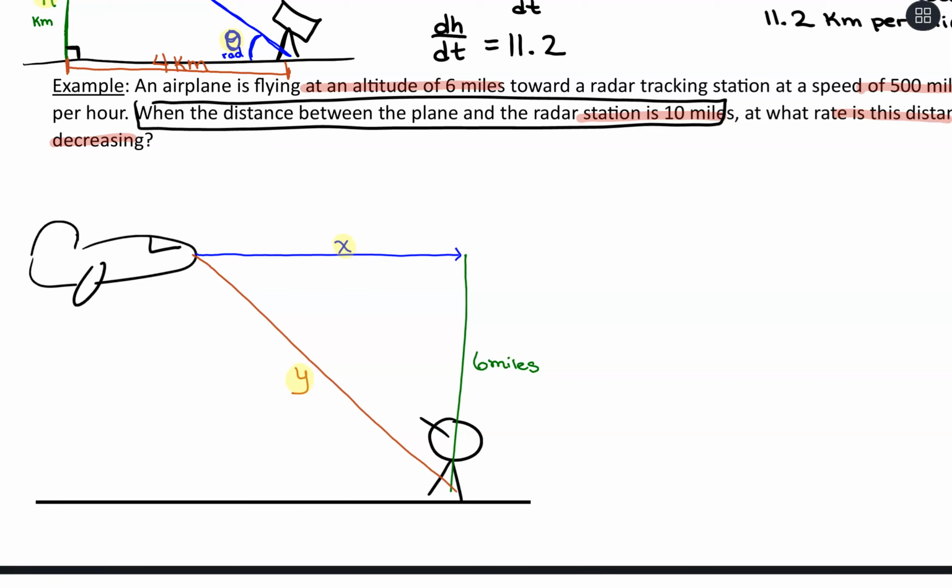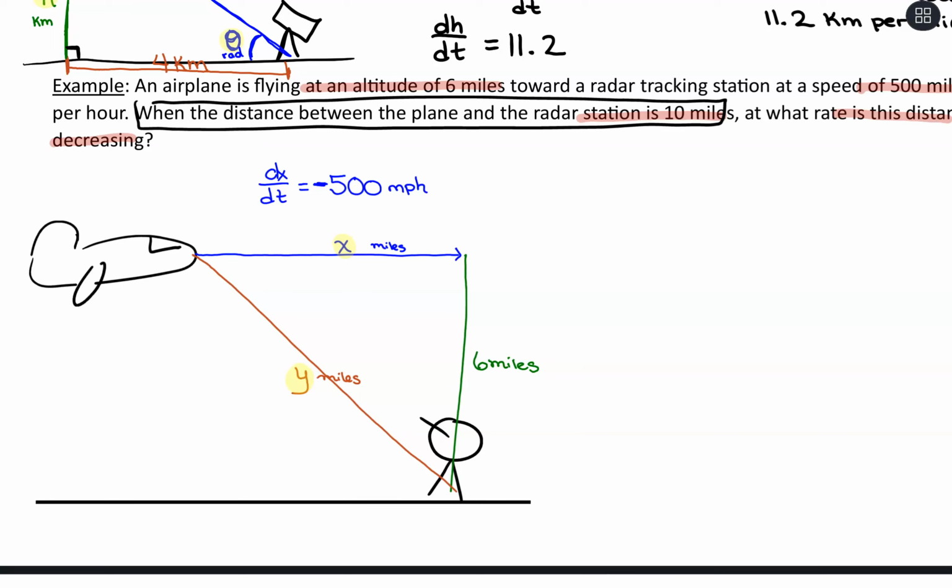So x would be in miles, y would also be in miles. So we have our units. Then we have information about how x is changing. We know dx/dt, this is our velocity of the plane, is 500 miles per hour. Also, what we need to keep in mind is x is shrinking, so that's decreasing. So we need to express that as a negative. Because x as a distance is getting smaller, that dx/dt needs to be negative.